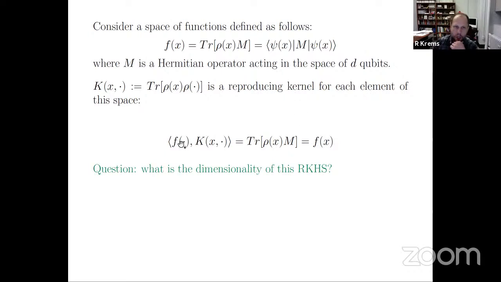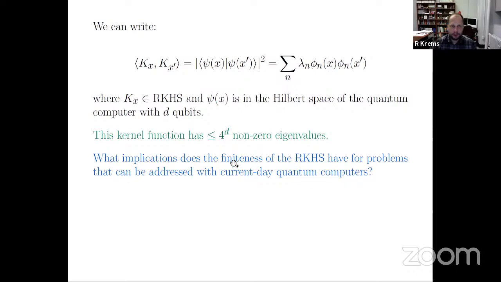You can show that this k of x, defined like so, is a reproducing kernel for each element of this space. Now the next important question is, what is the dimensionality of this RKHS? It's fairly easy to answer if you look at it like this. This is what we measure on a quantum computer, and we define it to be the scalar product of these two guys here. Each one of those vectors lives in the RKHS, and these states are in the Hilbert space of the quantum computer with d qubits.